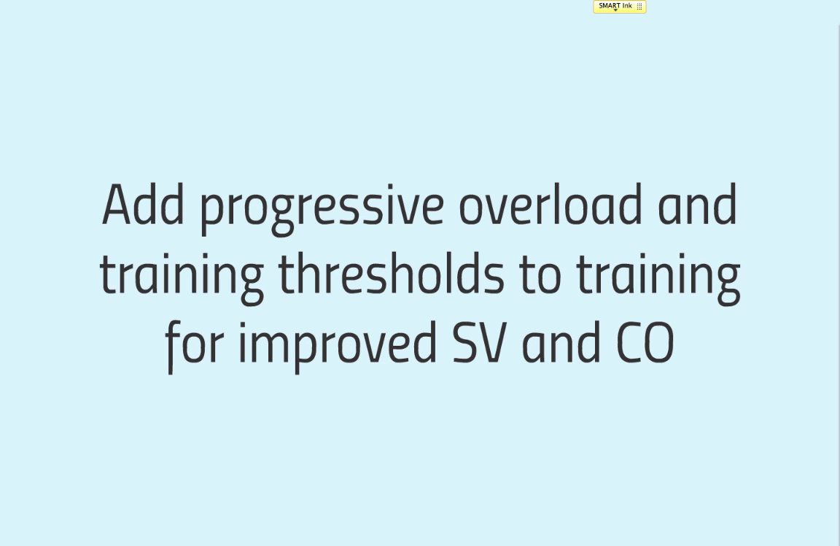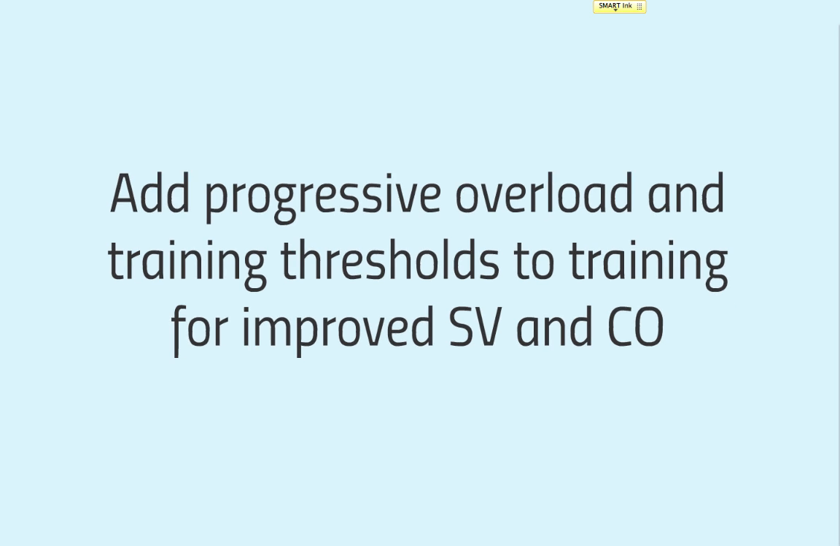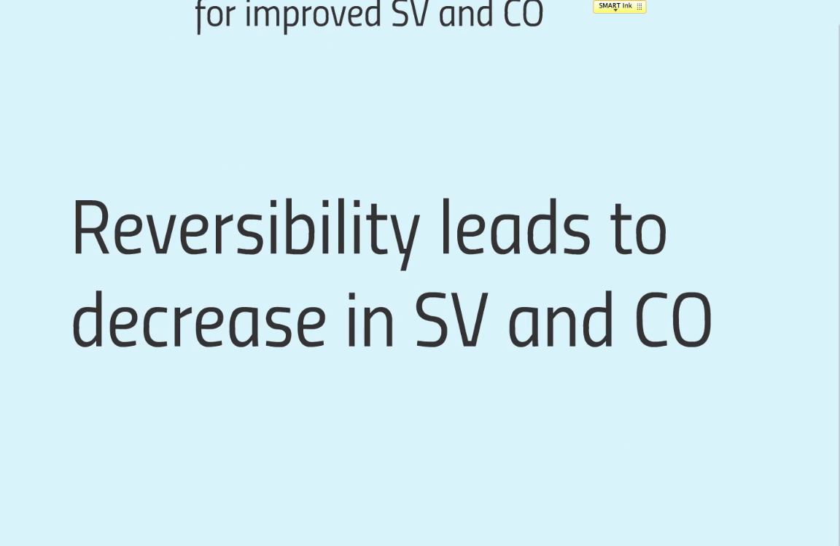As was the case for resting heart rate, applying the principle of progressive overload and training thresholds to aerobic training over a sustained period of time will lead to improvements in both stroke volume and cardiac output. However, with any extended breaks from training, either due to injury or boredom, then the principle of reversibility comes into play, and you will have a decrease in stroke volume and cardiac output.